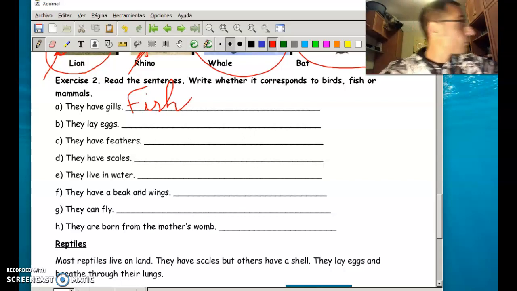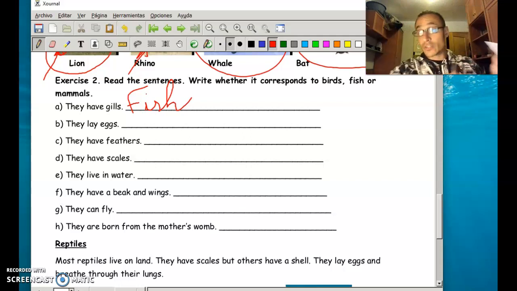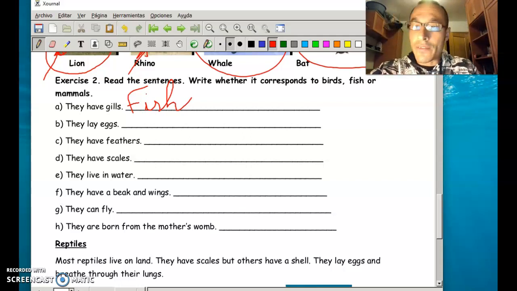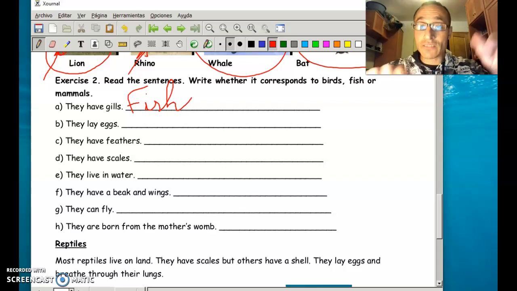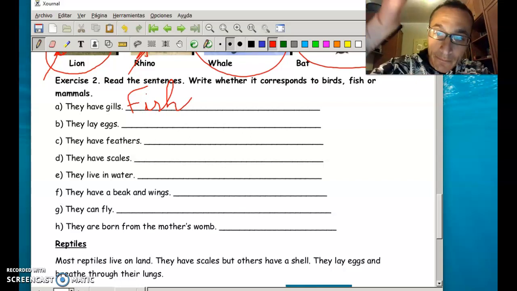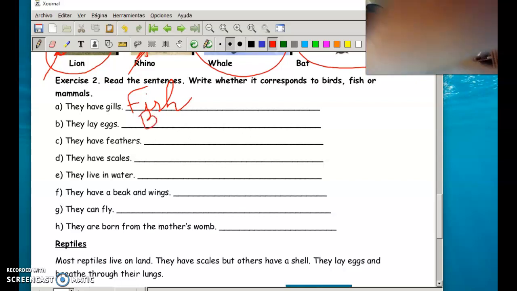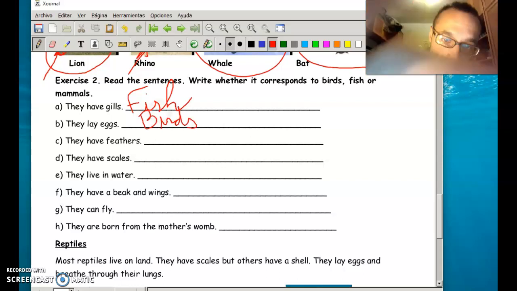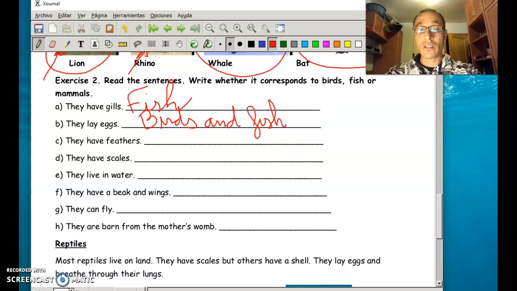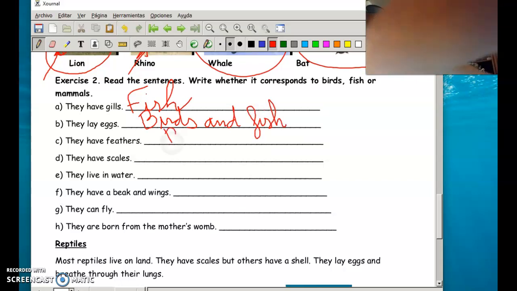Now you're back, you did all of it, you finished, good. So now we're going to correct it and check it out. Now, we're in letter B. They lay eggs. What animals lay eggs? Birds, fish, not mammals, because they're born from the mother's womb. But birds and fish do. Right, birds and fish. What animals have feathers? Yeah, you said it. Birds, definitely birds.